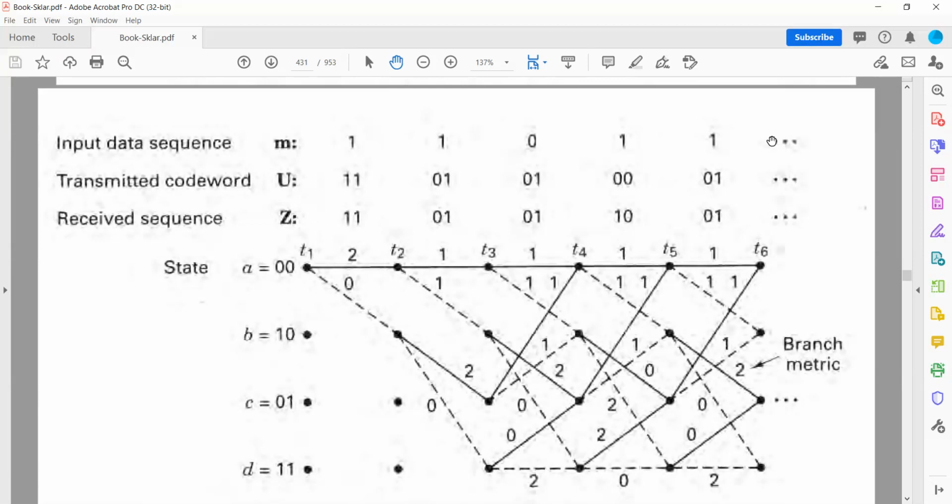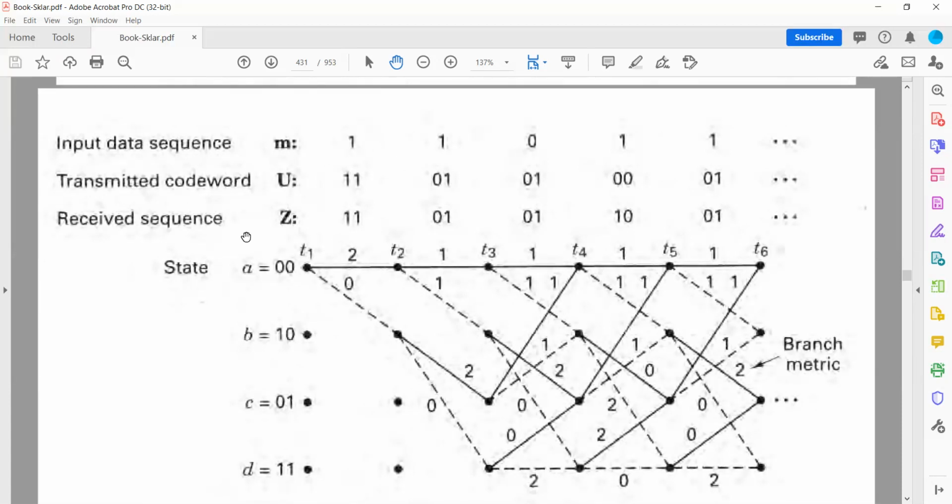So in the exam, you will not be given this message sequence and you will not be given this U. But what will you be given? You will be given the encoder structure, right? So that you can draw the transmitter trellis diagram, and you will be given this received sequence. From the received sequence, you will be asked to decode the message vector.